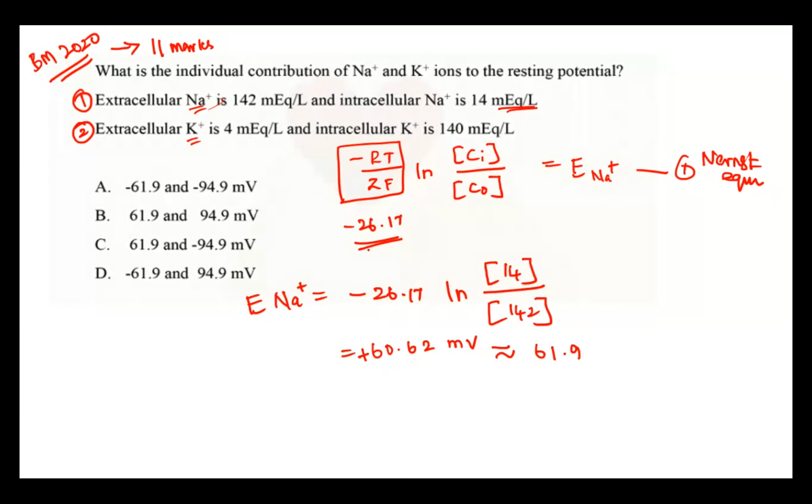Because they use 26.17 in some cases, there may be some small deviation, but you can relate with the answers. If it is NAT, definitely they'll give ranges. So if you give a range from 60 to 61.9, they'll accept it. Okay, so fine. This is plus 61.9, and for K plus it is minus 26.17 ln of what is the value here?